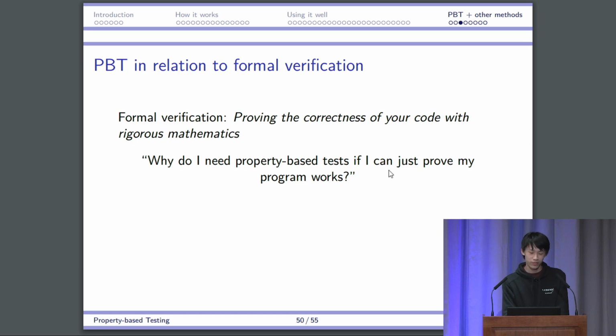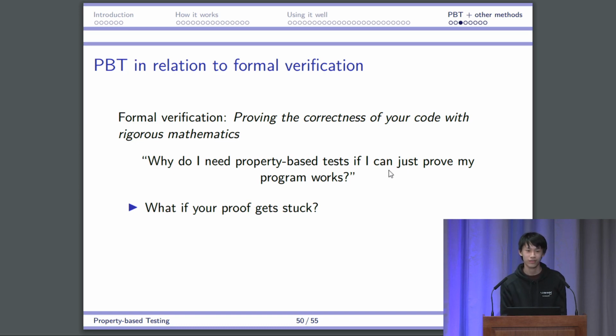A lot of people have asked me this question: why do I need property-based tests if I can just prove my program works? And they have a fair point. But what if your proof gets stuck? Is your program wrong? Is your proof just taking a long time to generate? Well, if your program's wrong, your proof just gets stuck, you have no idea why it gets stuck, and you have to find the counterexample yourself.